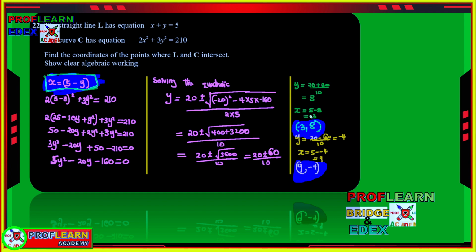To get the value of x, you substitute this 8 into this equation so that it becomes 5 minus 8, which gives us negative 3 as the value of x. Then the second value of y will be 20 minus 60, coming from the negative sign that we have here, and we get the value of y being negative 4. Substituting negative 4 here, it becomes 5 minus negative 4, which is positive 9. Since we were supposed to write the coordinates, these are the two coordinates indicating the points of intersection.